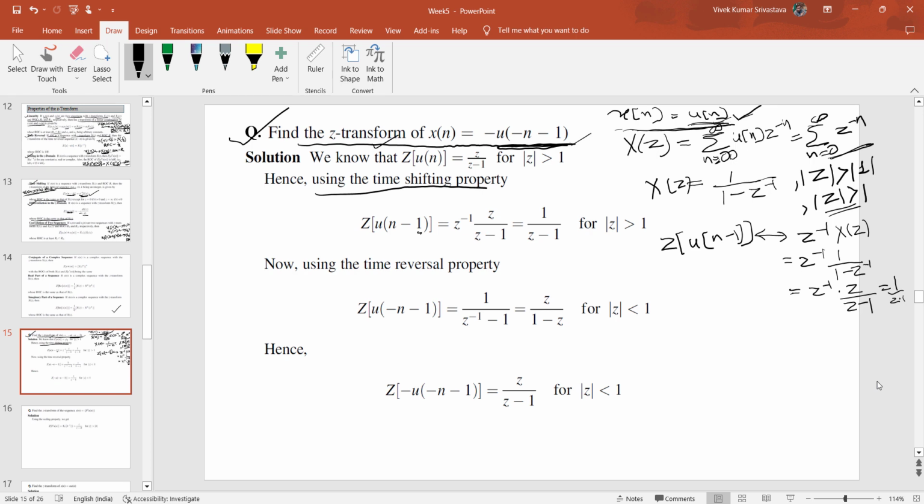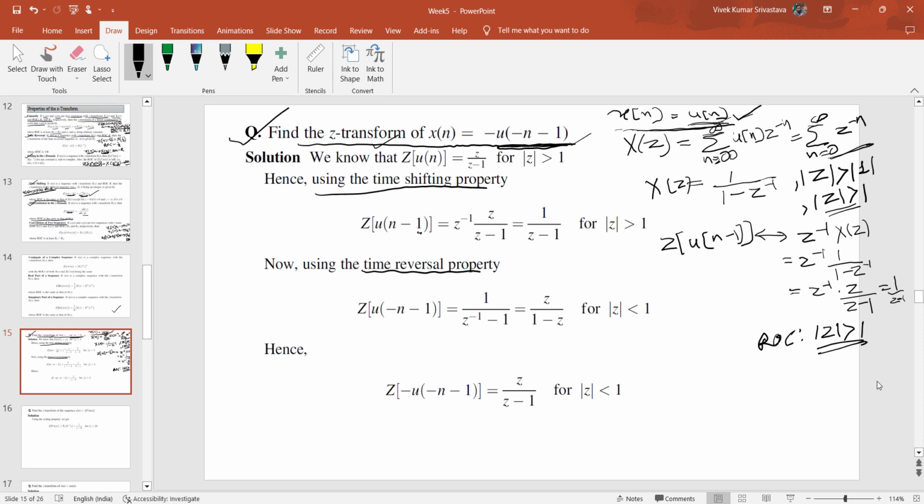And here the ROC will not be changed. The ROC will be mod of z greater than 1. So now we have used the time shifting property. Now we will move ahead and use the time reversal property.